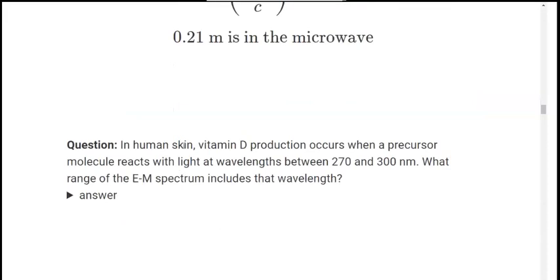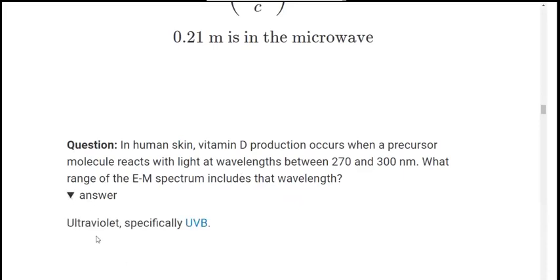Second one is in human skin. You know well that vitamin D is essential for us, which we receive from solar radiation or sunlight. So in human skin, vitamin D production occurs when precursor molecules react with light at wavelengths between 270 and 300 nanometers. So what range of the electromagnetic spectrum includes those wavelengths, which cause production of vitamin D on human skin? So let us check out.